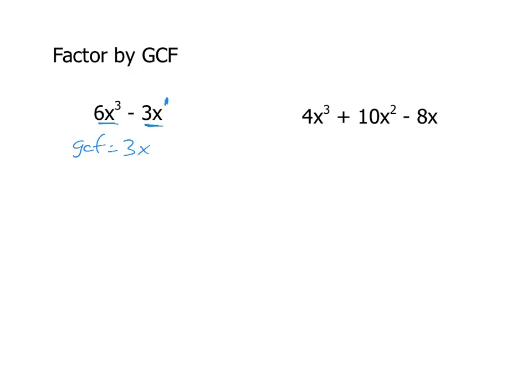Then I divide each term by my GCF. So my GCF goes on the outside. And I can ask myself, what do I multiply 3x by to get 6x cubed? What's the other factor? 3 times 2 is 6, and I need 2 more x's. So I get 2x squared there. And then 3x times 1 in this case is 3x. So that's factored by the GCF method. Why don't you take a minute and try the next one?